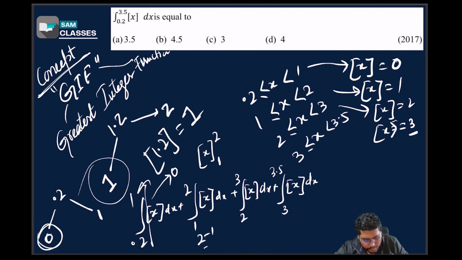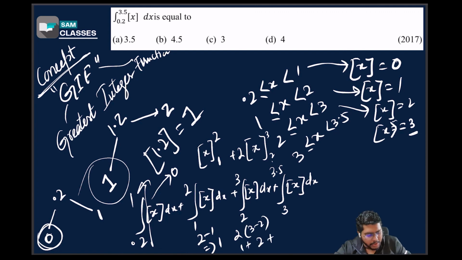which is 1. In the next one, the box value is 2, so 2 comes outside, and the integration gives x with upper limit 3 and lower limit 2, so 2 into (3 minus 2), which is again 2. So 1 plus 2 plus the last one: from 3 to 3.5, the value is 3, and 3.5 minus 3 is 0.5. So 3 into 0.5 is 1.5. So 3 plus 1.5 is equal to 4.5.